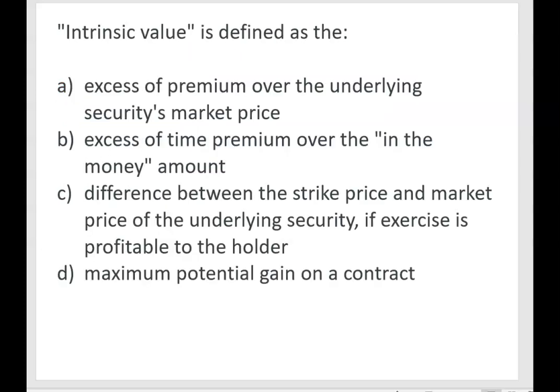Intrinsic value is defined as the A, excess of premium over the underlying security's market price. B, excess of time premium over the in-the-money amount. C, difference between the strike price and market price of the underlying security if exercise is profitable to the holder. Or D, maximum potential gain on the contract.